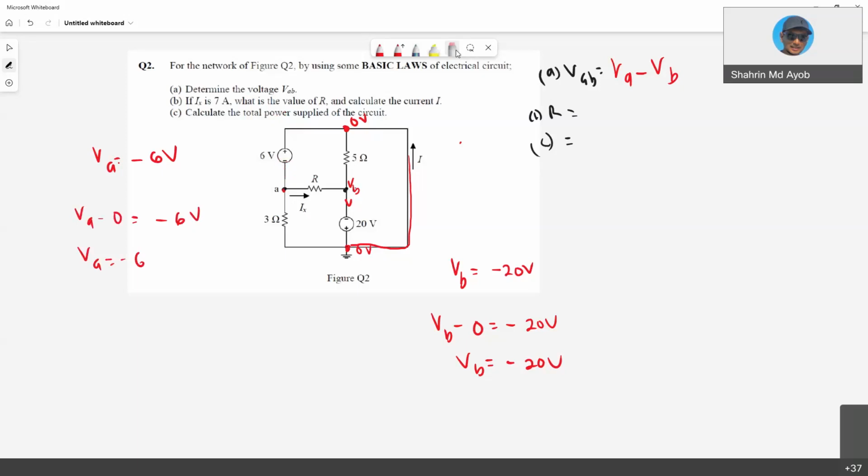Or for example, if I assume that the current is going from 0 voltage to VA, what happens? Should I get the same answer? Yes, you should get the same answer. Let's look. 0 minus VA is equal to positive 6, right? So right now my negative VA is 6. VA is negative 6.